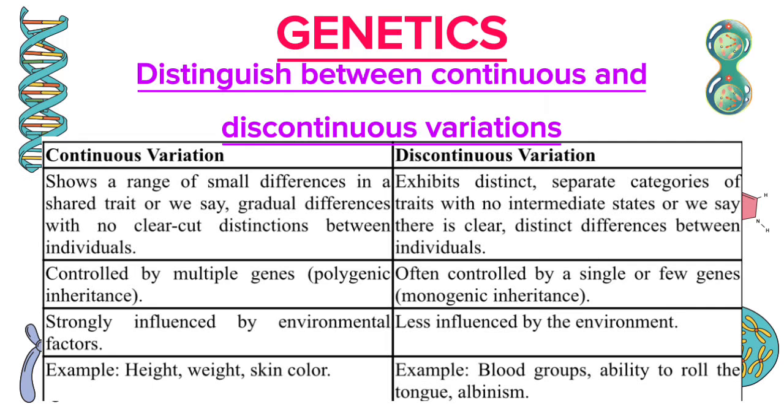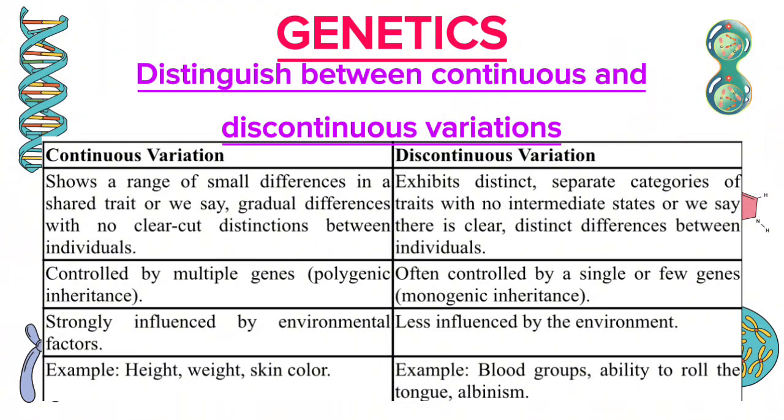Also, another difference is that continuous variation is strongly influenced by environmental factors. In discontinuous variation, it is less influenced by the environment. Also, examples in continuous variation are height, weight, and skin color, while in discontinuous variation we talk about blood groups, ability to roll the tongue, and albinism. I hope you've understood that.